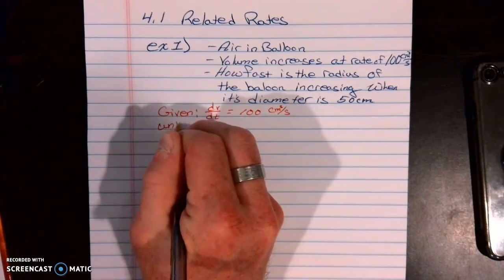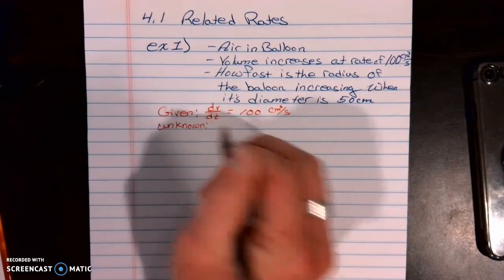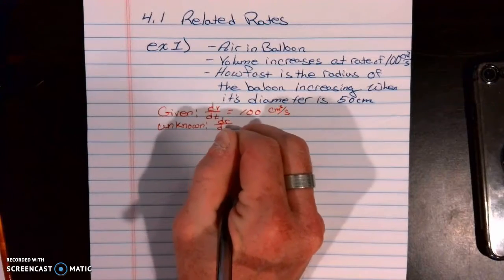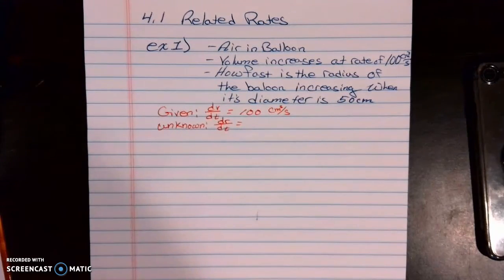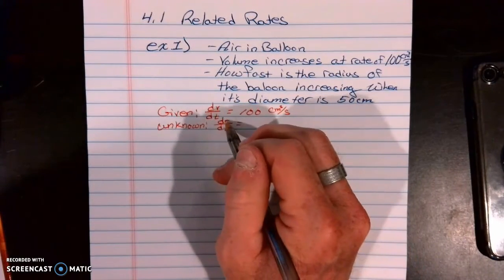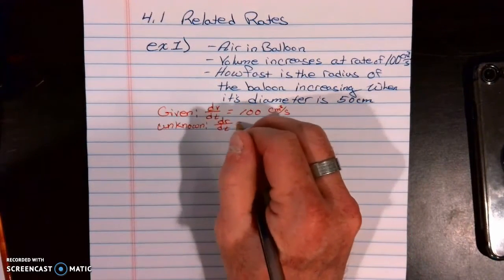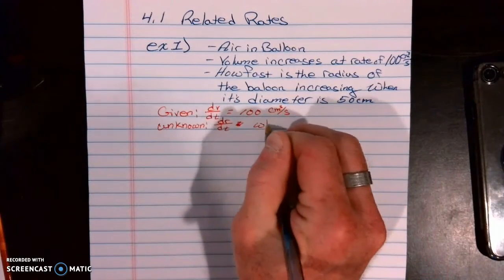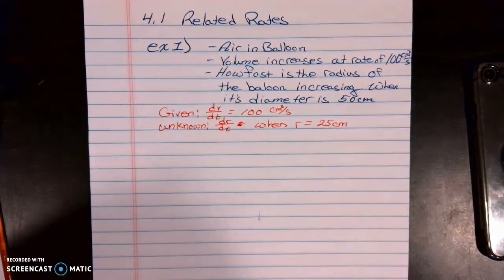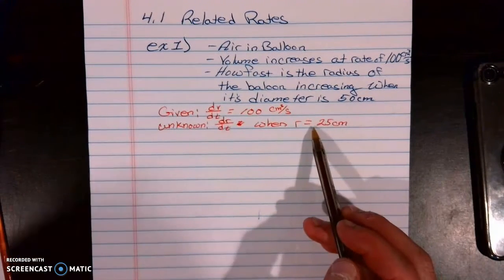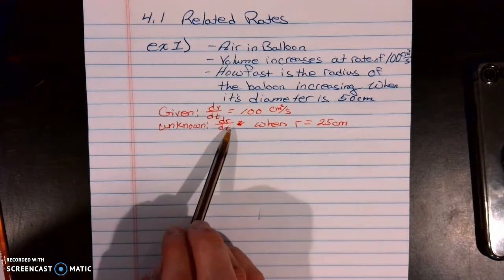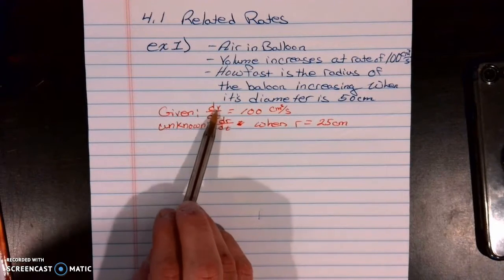And then my unknown here, essentially what I'm trying to find is the change in the radius with respect to time. Okay? So that would be the related rates here, change in volume with respect to time, change in radius with respect to time. And there's no equal sign here, I apologize for that, but we're going to say when r equals 25 centimeters. The reason I'm saying 25 centimeters is because they tell us the diameter is 50, so we take half of that. Now I need an equation that's going to help me to relate the volume to the radius.